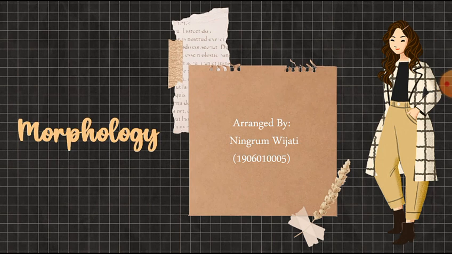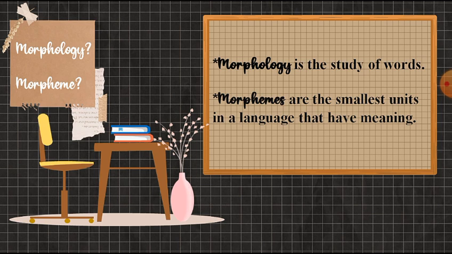Well, in today's video, I want to talk about some parts which are related to morphology. So, here we go. Morphology. What is morphology? Morphology is the study of words and morphemes. What are morphemes? Morphemes are the smallest units in a language that have meaning.